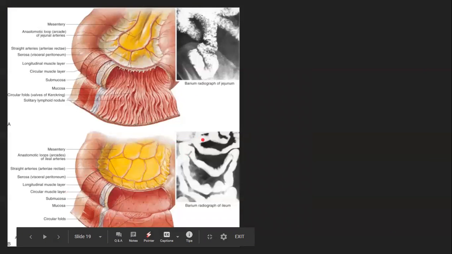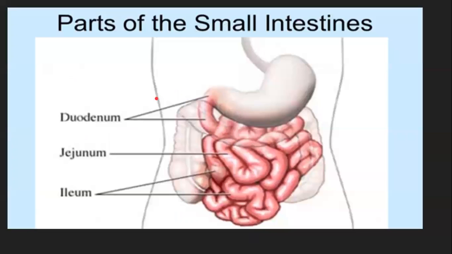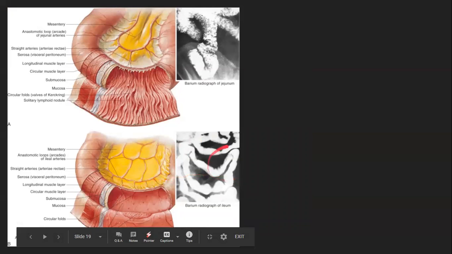This picture over here shows you some differences. This one at the top is the jejunum, right? Remember, the jejunum is the part in the middle. And then the ileum is going to be the next picture, so the ileum is down here. This right over here is the jejunum. This is the ileum.